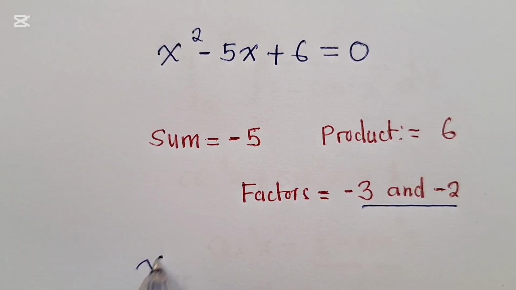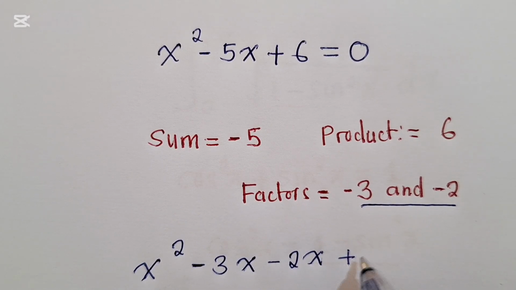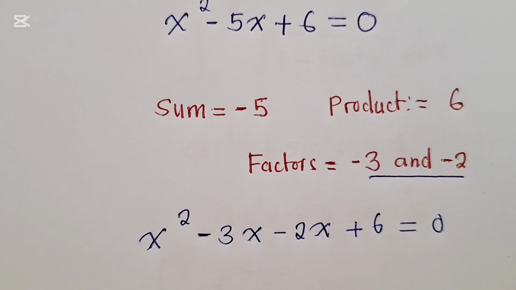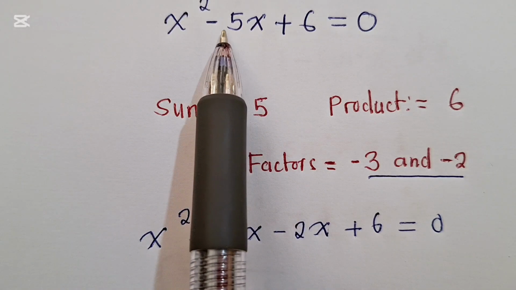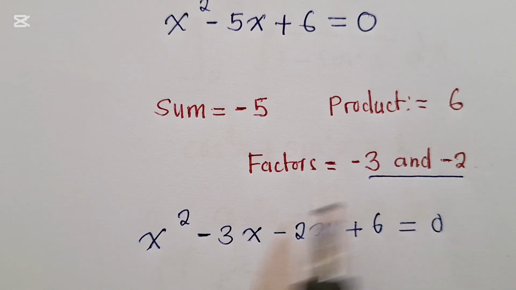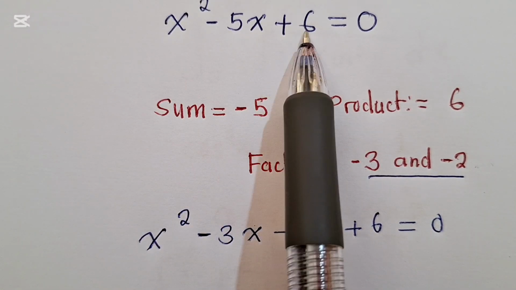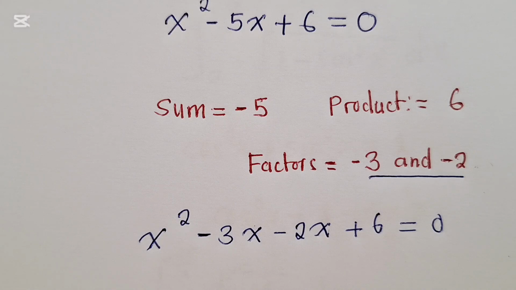We shall say x² - 3x - 2x + 6 = 0. I guess you can see what is happening. In place of -5x here, we substitute these two. They are moving with x. Maintain the first term, which is x², and the last term, which is 6. And then you can now factorize by grouping.